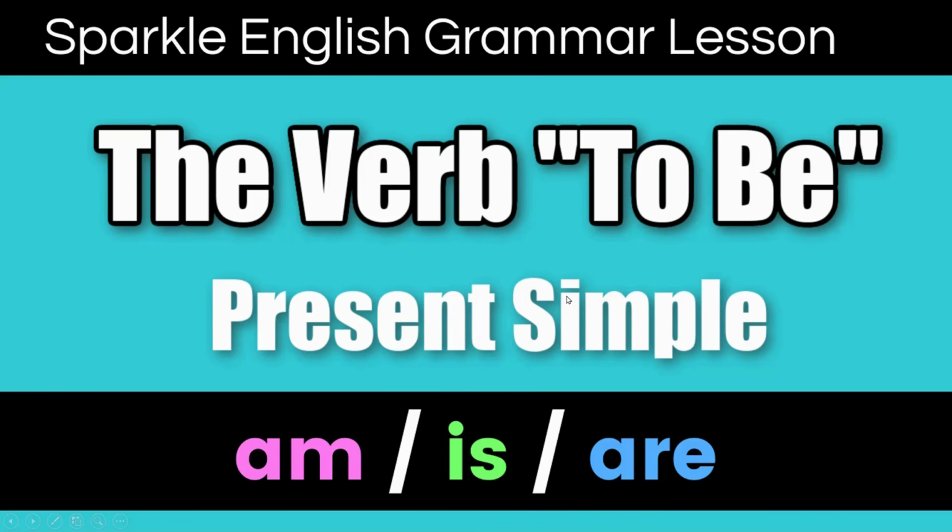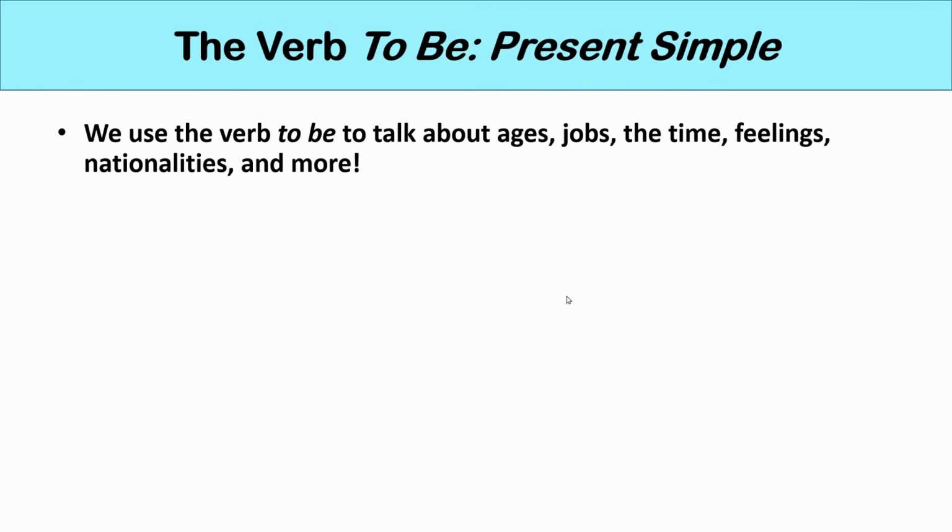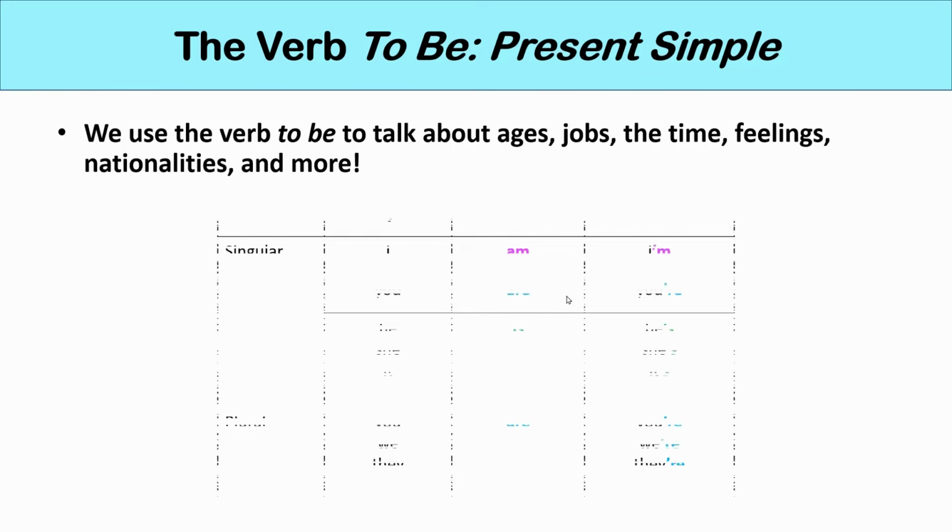In today's beginner grammar lesson, I'm going to teach you about when and how to use the verb to be in the present simple. The verb to be is the most important verb in the English language. We use the verb to be to talk about ages, jobs, the time, feelings, nationalities, and more.